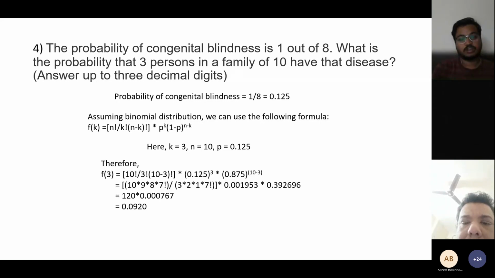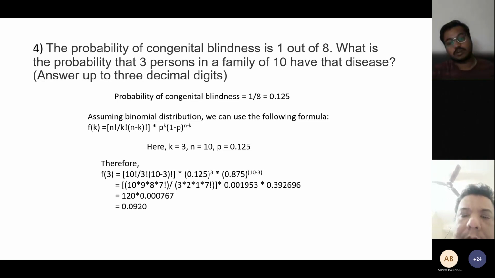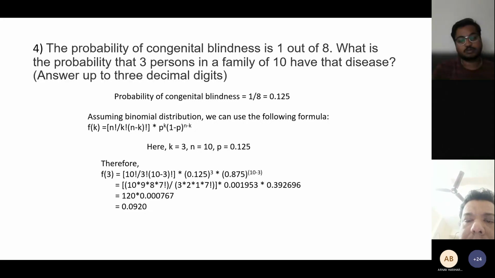Then, using the formula, we input n equal to 10, k equal to 3, and p equal to 0.125, and we can calculate the probability. So it's 10 factorial by 3 factorial multiplied by 7 factorial, into 1 by 8 to the power 3, multiplied by 1 minus 1 by 8 to the power 7. So the answer comes out to be 0.092. Is this clear for everyone?